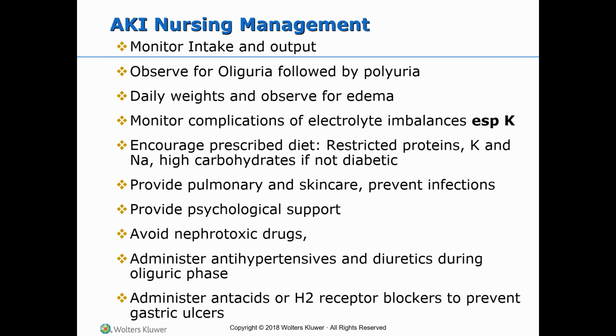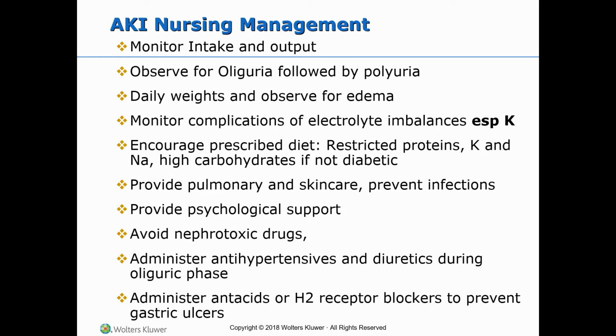AKI nursing management. Monitor the intake and output accurately. Restrict fluids in the oliguric state. A fluid challenge may be ordered by the physician to differentiate the pre-renal AKI and intra and post-renal AKI. An IV bolus of 500 ml in a pre-renal AKI patient will result in an increase in urine output.